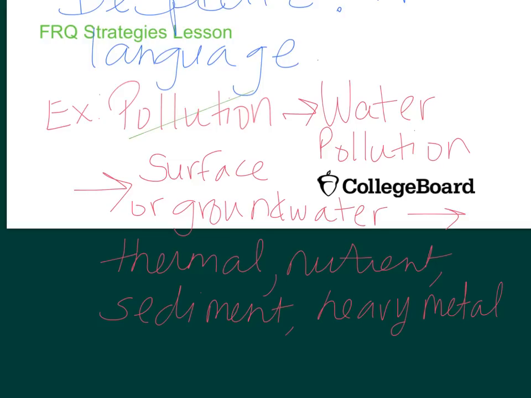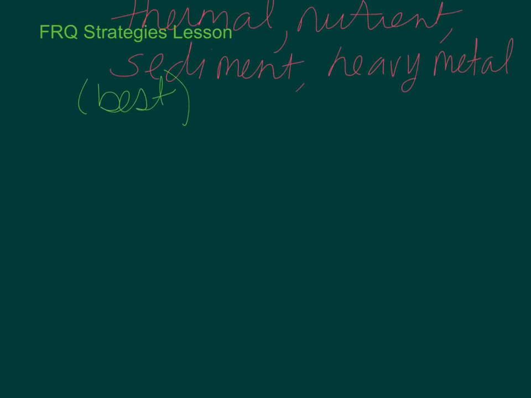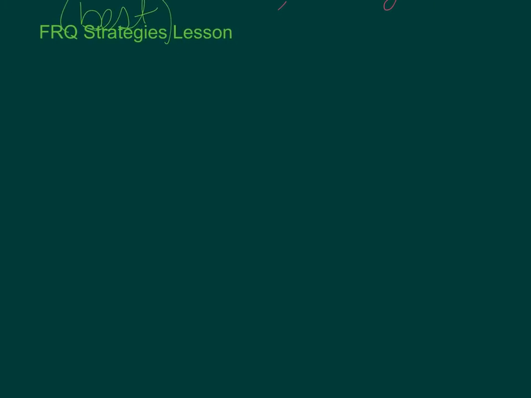And so let's go over our variations. So pollution will never work. Water pollution works sometimes, so that's iffy. Surface or ground pollution works most of the time, so this is better. And throwing in a specific type of pollution is the best. So whenever you can, throw in extra words.